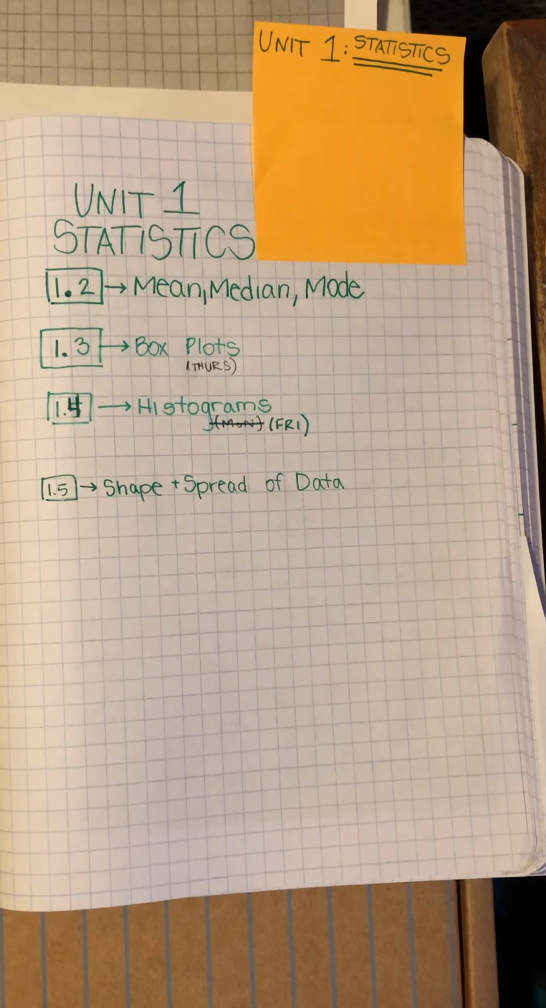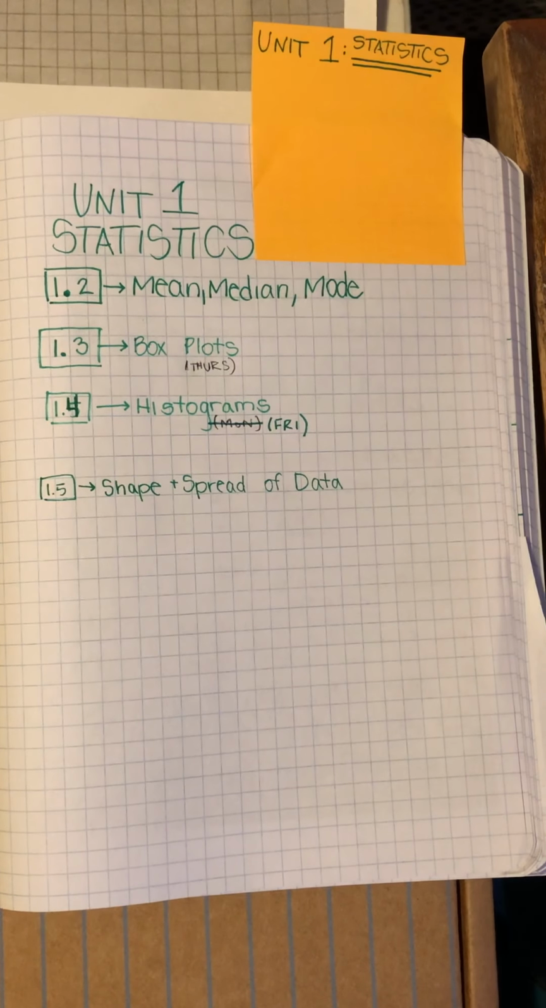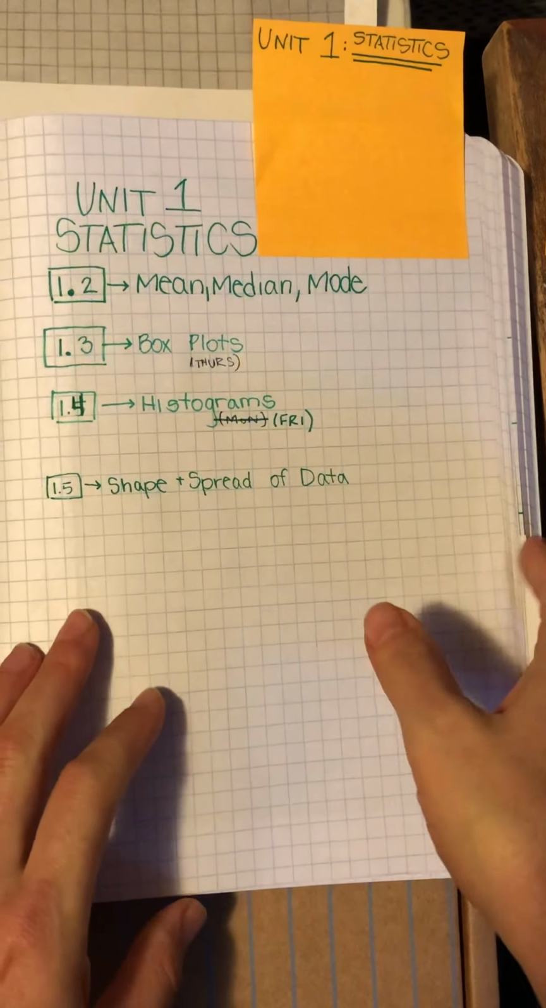Hi everybody, here is section 1.5 and this will be the last notes that we take for this unit. We're going to talk about the shape and spread of data, so kind of getting into the nitty gritty of what we can say about the box plot or the histogram after we create it or when we analyze it.